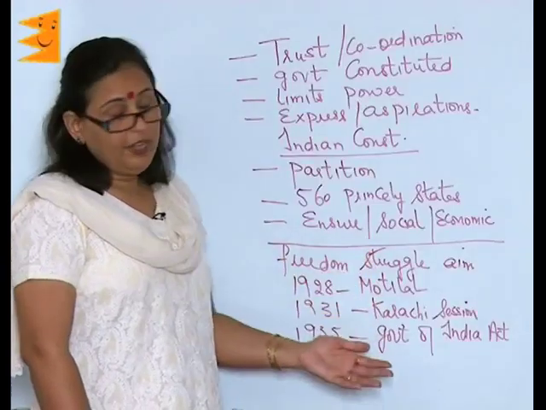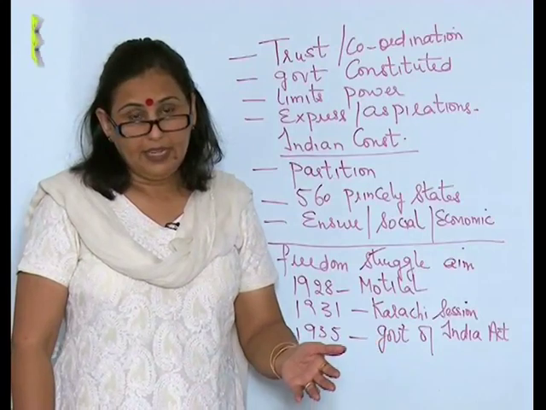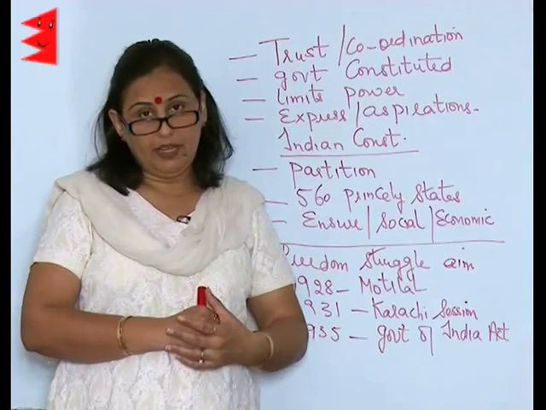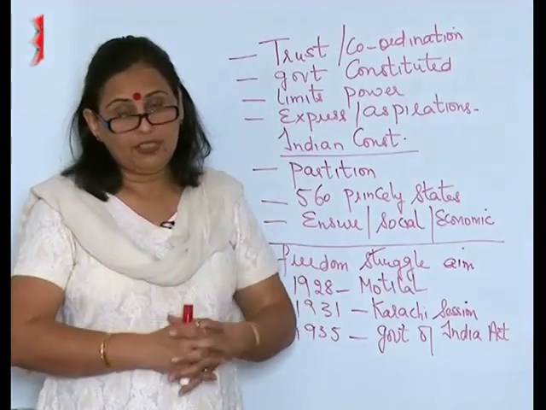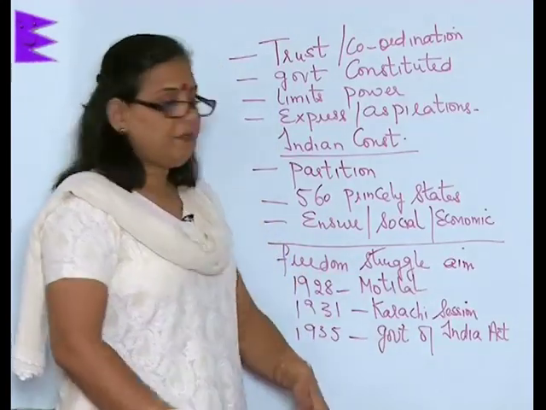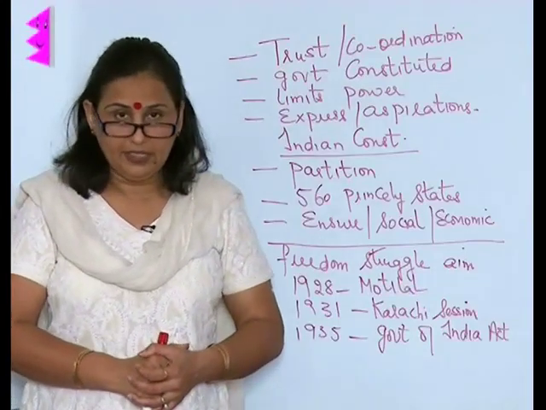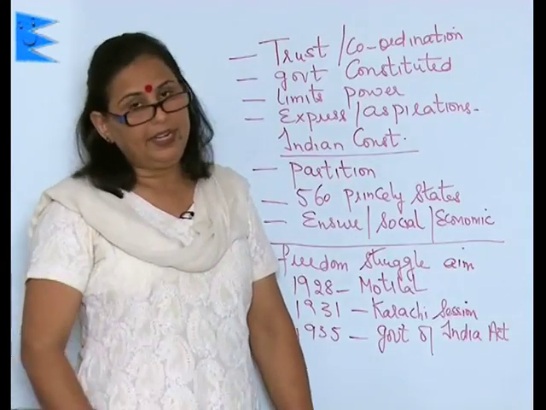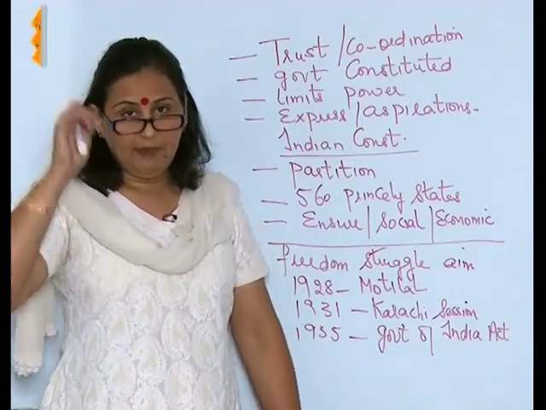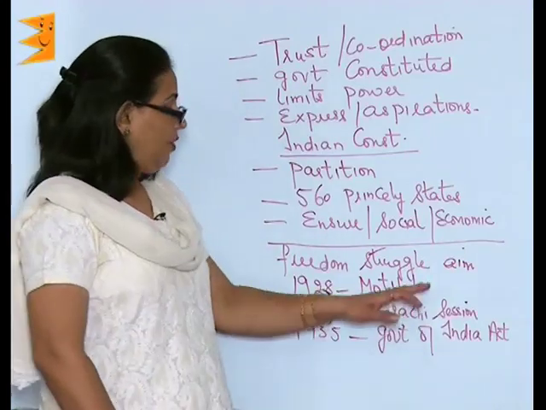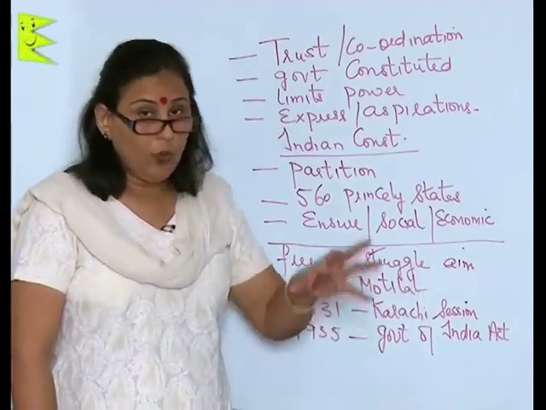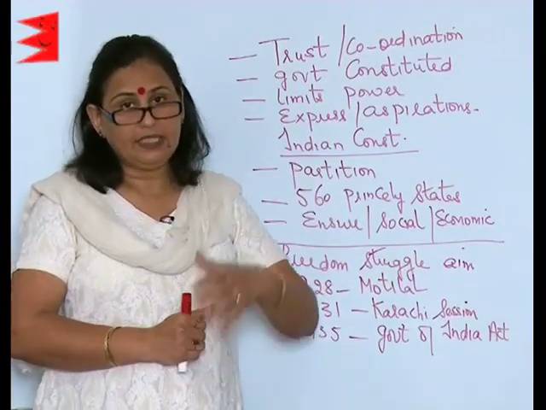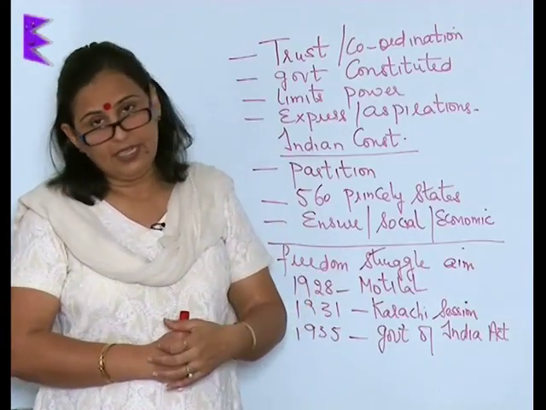Of course, there was one big thing: like the South African constitution makers, the Indian constitution makers knew clearly what they wanted. Because the freedom struggle had taught the Indians one thing clearly, that they were looking for democratic ideals, that is, equality, liberty, fraternity. And therefore, it was easy to make the constitution on the basis of liberty, equality and fraternity.